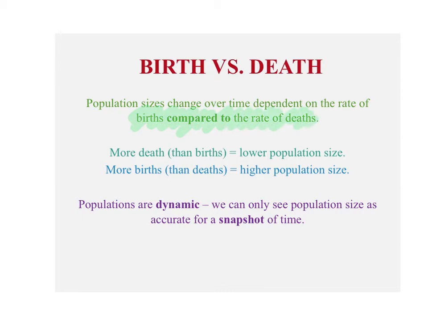So if we've got a higher death rate than birth, then we get a lower population size because more individuals are dying. Whereas if we get more births than deaths, then we get a bigger population size. And for this reason, we say that populations are dynamic. When we're talking about a population, we're looking at a very specific snapshot in time.